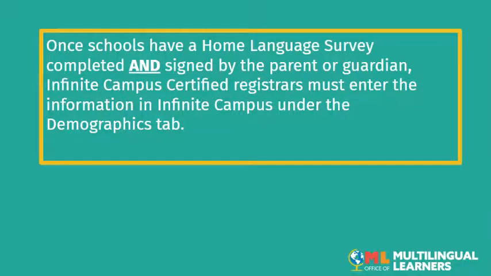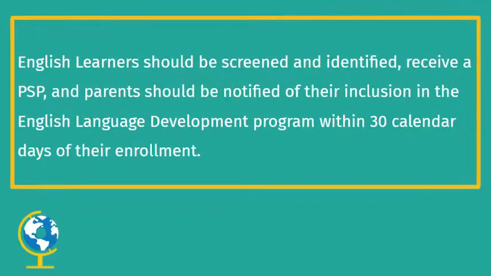Once schools have a home language survey completed and signed by the parent or guardian, Infinite Campus certified registrars must enter the information in Infinite Campus under the Demographics tab. English learners should be screened and identified, receive a PSP, and parents should be notified of their inclusion in the English Language Development Program within 30 calendar days of their enrollment.